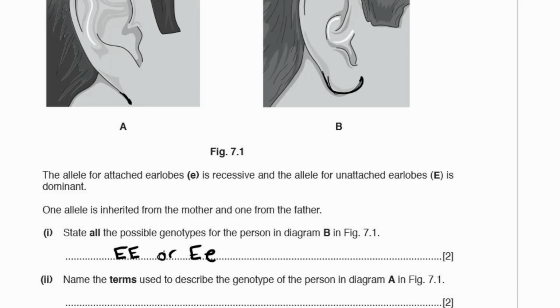Name the terms used to describe the genotype of the person in diagram A, figure 7.1. Okay, so A has to be small e, small e. It's recessive, so you need both of them to be expressed. So that means it's homozygous recessive.